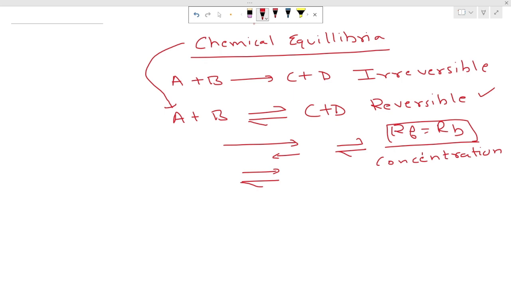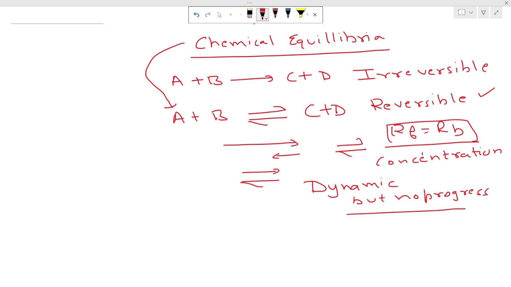Another point to be remembered here is that the reaction is dynamic. It is not that the reaction is not happening. It is occurring, but since the rate of the forward direction is equal to the rate of the backward direction, there is no progress. So the reaction is dynamic, but no net progress is happening.